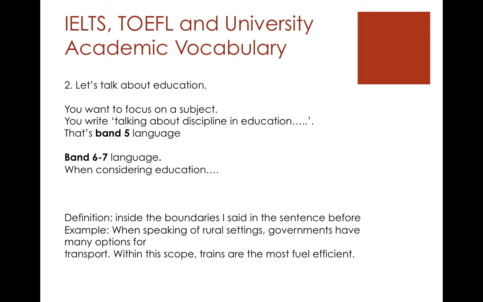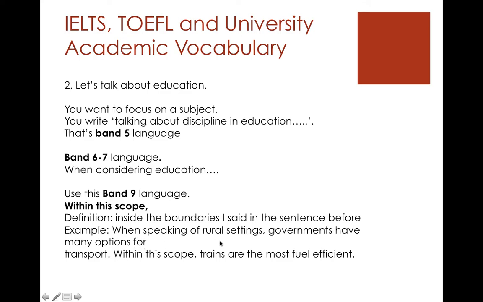And band 6 to 7, "when considering education," comma, and you notice we have "when" here. That's a complex sentence. That'll be good for your grammar mark as well. And "within this scope" is your band 9 language. So it means inside the boundaries, and the boundaries are like how far you can go before there's a wall, basically. So inside the boundaries, as I said in the sentence before. Example, when speaking of rural settings, governments have many options for transport.